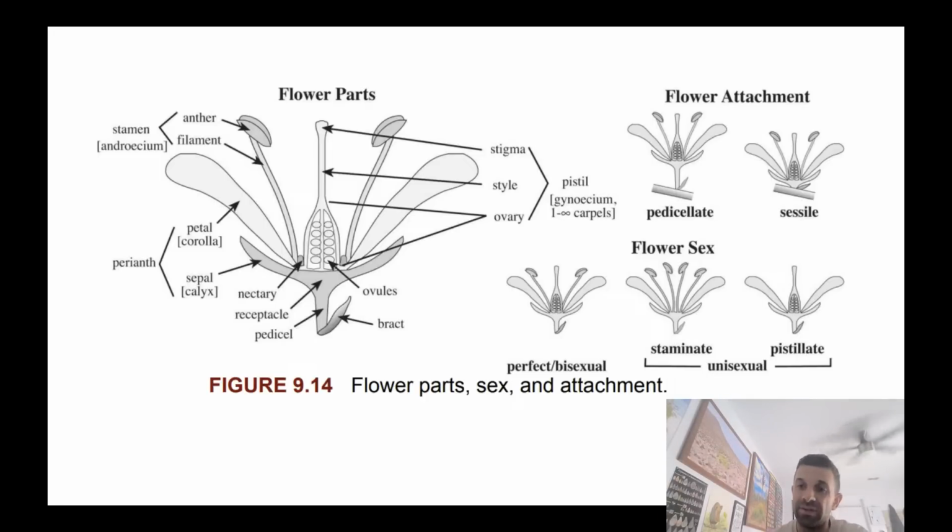Flower attachment: sessile just means it doesn't have a pedicel, which is the stalk that holds the flower. Pedicellate, it does have a pedicel, but don't worry about that. That's not what we're worried about. And again, most flowers you're going to see are perfect, aka bisexual. The unisexual flowers are less common than seeing perfect bisexual flowers.